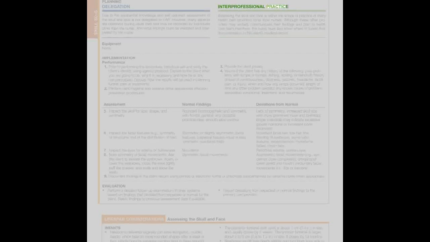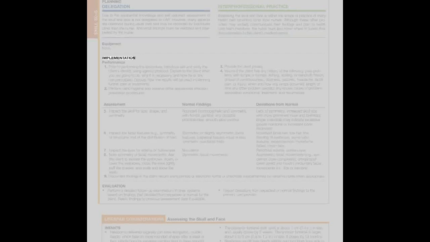Interprofessional practice. Assessing the skull and face is within the scope of practice of many healthcare providers other than nurses. Although these other providers may verbally communicate their findings and plan to healthcare team members, the nurse must also know where to locate their documentation in the client's medical record. Equipment: none.